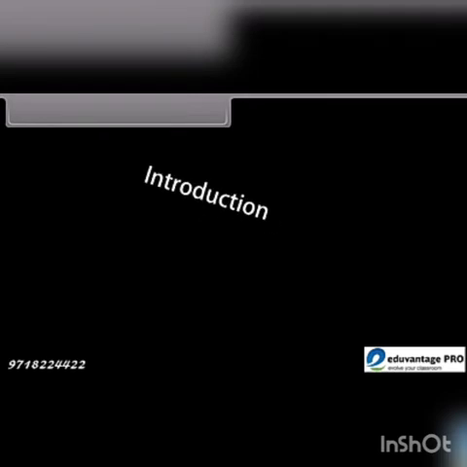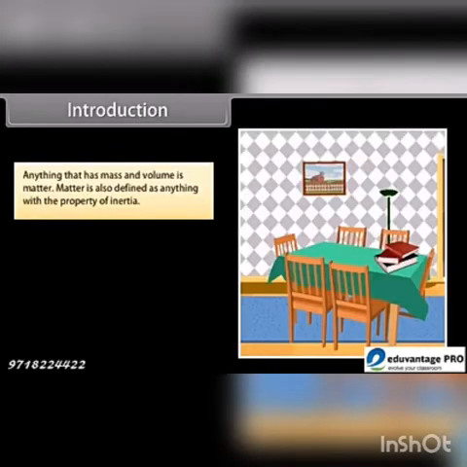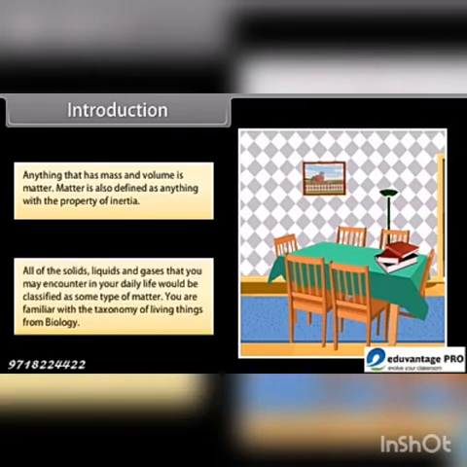Introduction. Anything that has mass and volume is matter. Matter is also defined as anything with the property of inertia. All of the solids, liquids, and gases that you may encounter in your daily life would be classified as some type of matter. You are familiar with the taxonomy of living things from biology.